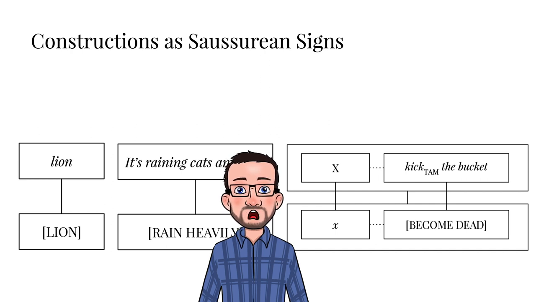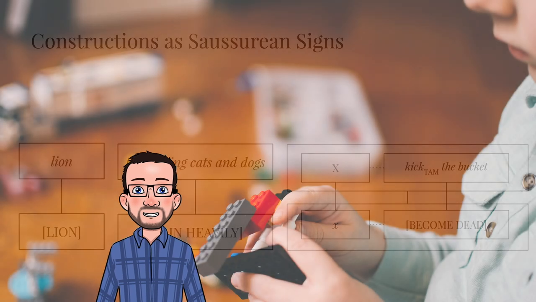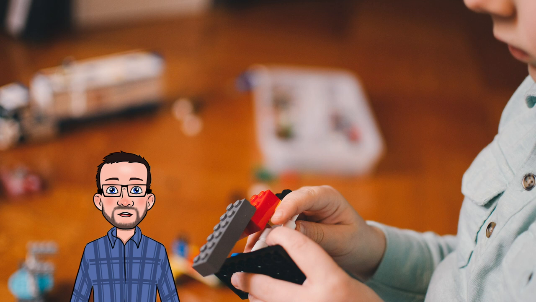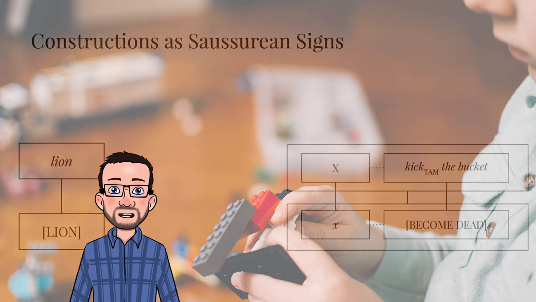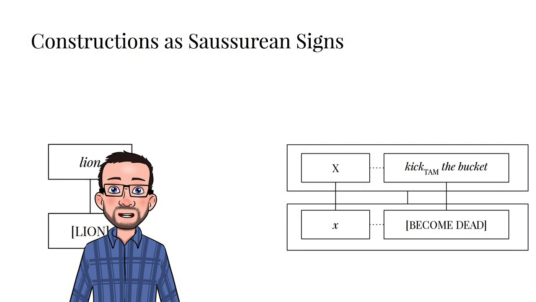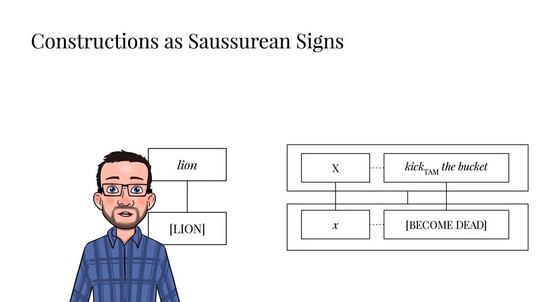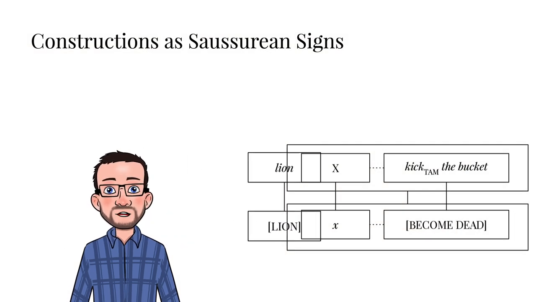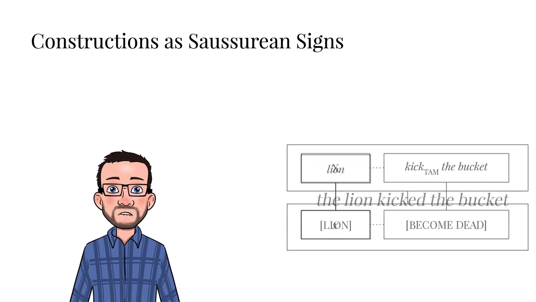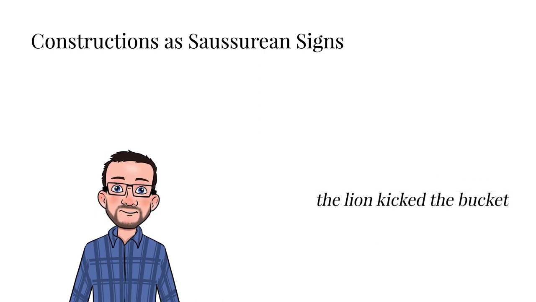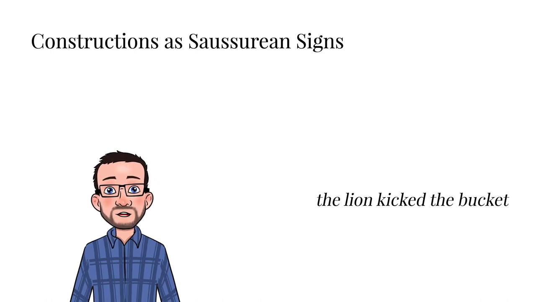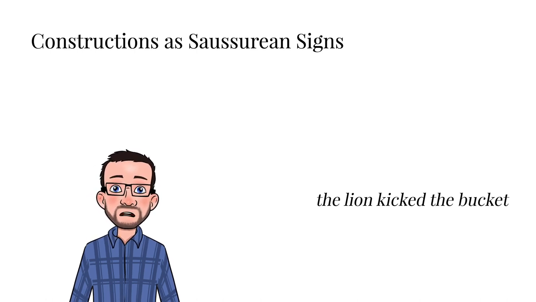Different constructions can then be combined with each other, which you can think of like building things with pieces of Lego toys. You can always build whatever you want, as long as the pieces fit together. We can, for example, fit the lion construction into the open slot of the kick the bucket construction to build what we call a construct. The lion kicked the bucket. A construct is a construction grammarian's way of saying the sentence that you wrote or pronounced or the expression that you signed if you're communicating using a sign language.